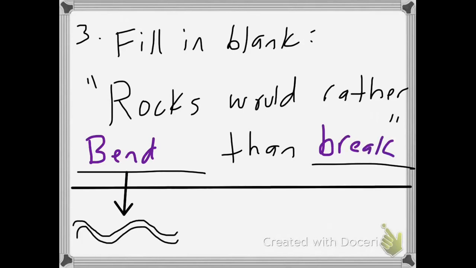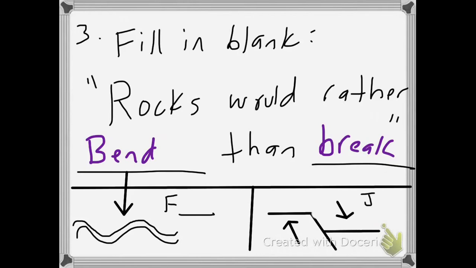So let's do a follow-up with this. If you have rocks that are bending, it's creating geologic structures which start with the letter F. These are folds. And then if rocks break, they can either have displacement or not. So if they do not have displacement, they're just cracks in rock, which starts with a J. And if they do have displacement, they start with an F. So those are joints or faults.